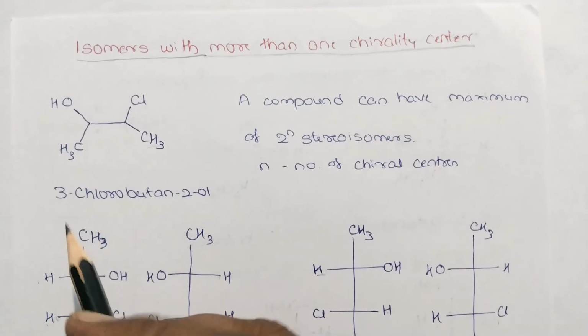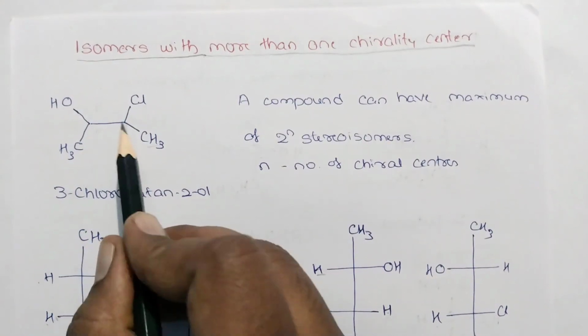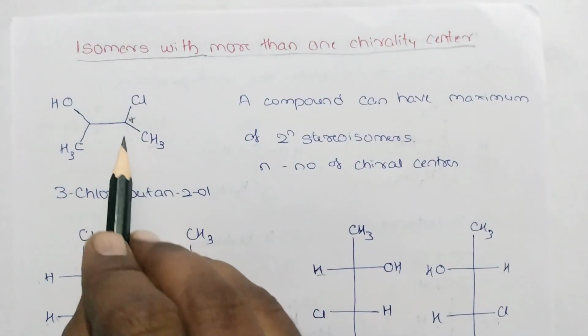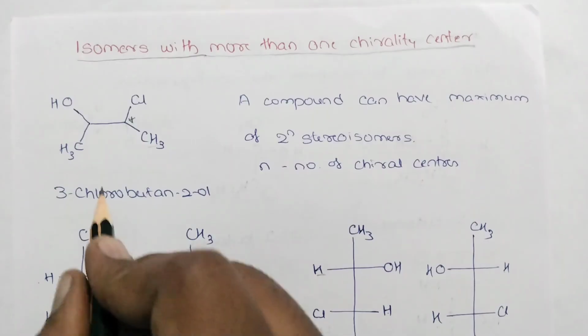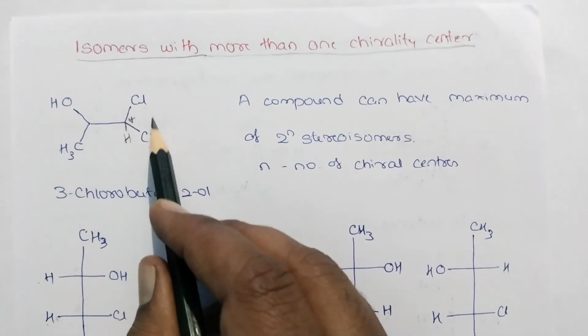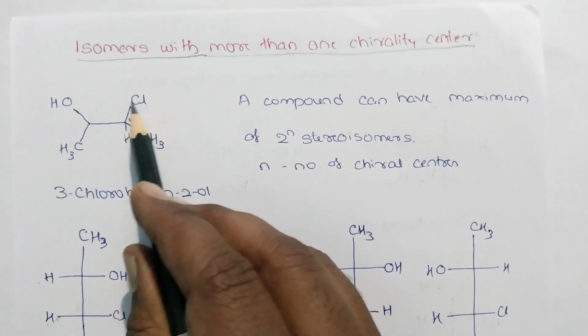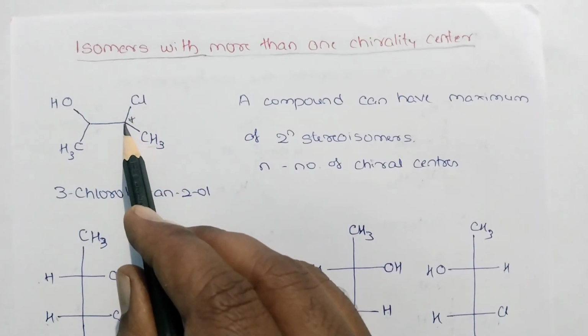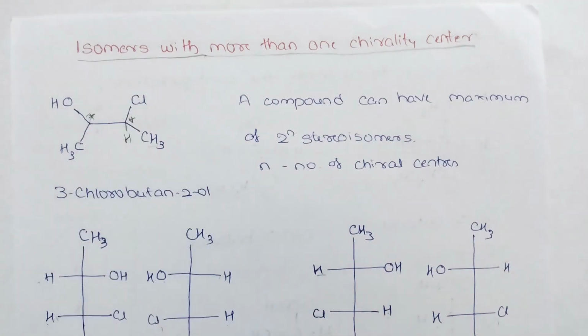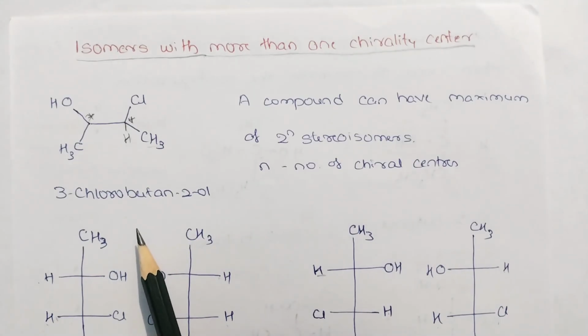Take the 3-chlorobutanol structure. Here you can see that there are two carbon atoms that are chiral centers. This one is chiral because this carbon is attached to CH3, Cl and hydrogen. There is one hydrogen. So all four atoms attached to this carbon are different, hence this is a chiral carbon. This is also a chiral carbon because all four groups attached to it are different. Hence in this molecule we can find two chiral carbons.